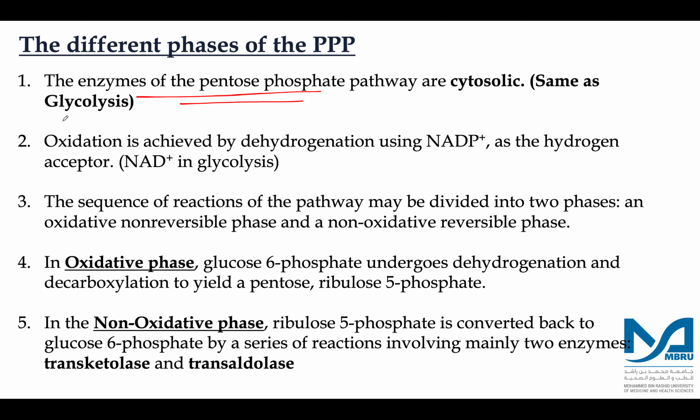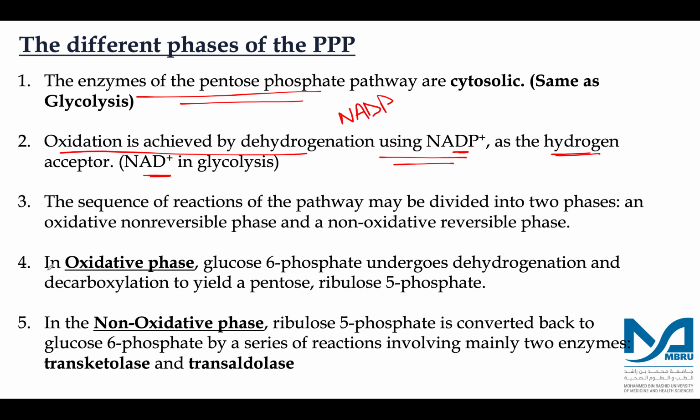Now, the key difference between glycolysis and pentose phosphate pathway is that oxidation is achieved by dehydrogenation of NADP+. So we have NADP here, whereas in case of the other pathways like glycolysis, we have NAD+. So oxidation is achieved by the dehydrogenation using NADP+ as the hydrogen acceptor. So we protonate NADP, not NAD, in the pentose phosphate pathway.